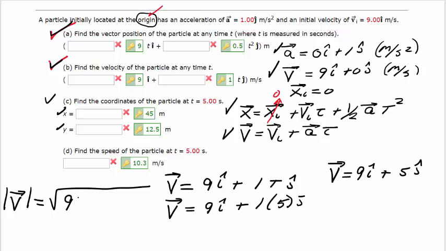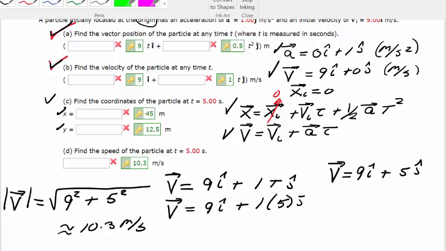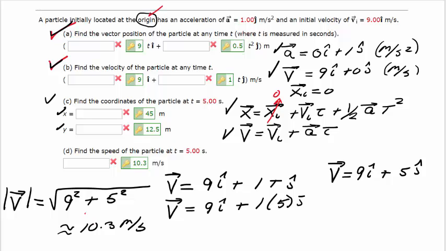We're going to do 9 squared plus 5 squared. 9 squared is 81, and 81 plus 25 is 106. Take the square root of 106, and you'll get approximately 10.3 meters per second. And remember, this is a scalar quantity. This is not a vector quantity. All right, and that's how you get part D.